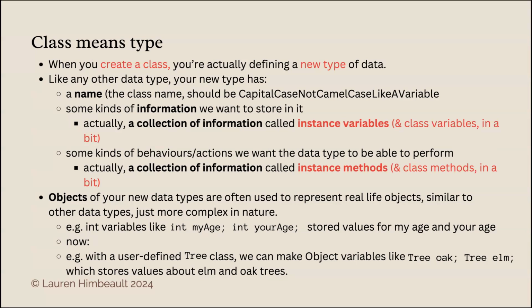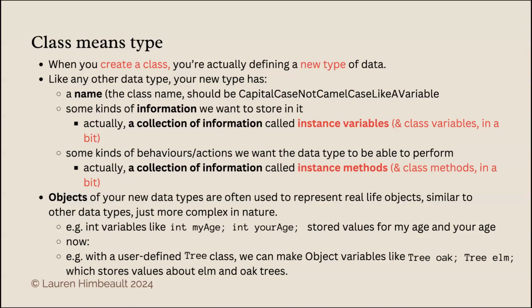Also, our new type will have some kind of information that we want to store in it. It's typically a collection of information. When we think about a string class, not only do we know what the string is, like the word, but we also have information on the length of the string, or specific characters in the string, stuff like that. More to come on that in a few weeks. So we're storing a collection of information, and this is typically called instance variables, or instance properties of the class. We're going to learn about class variables later, but those technically exist as well.